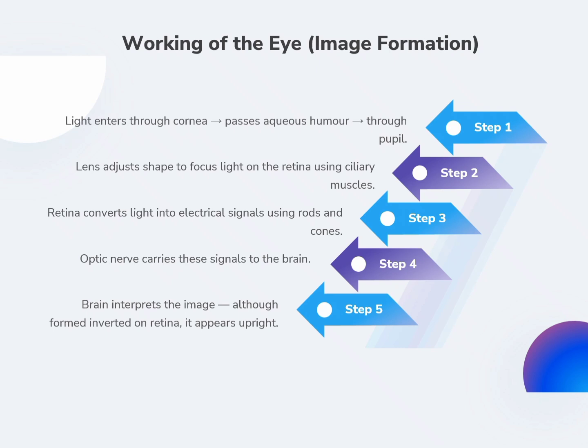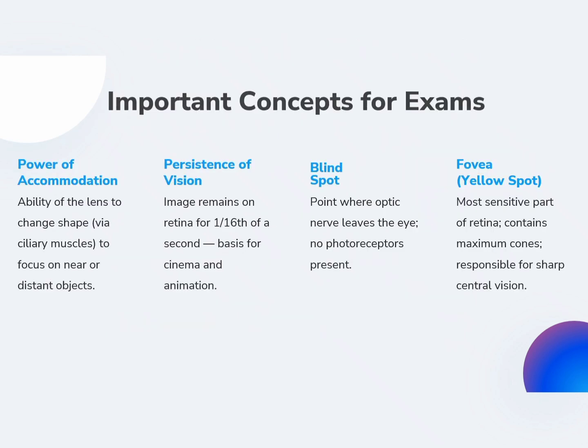Interestingly, while the image formed on the retina is actually inverted and real, your brain perceives it as upright. Important concepts for exams. Here are some important concepts often tested in exams regarding the human eye. Power of accommodation. This refers to the ability of the lens to change its shape via the ciliary muscles to focus on objects at varying distances, both near and far.